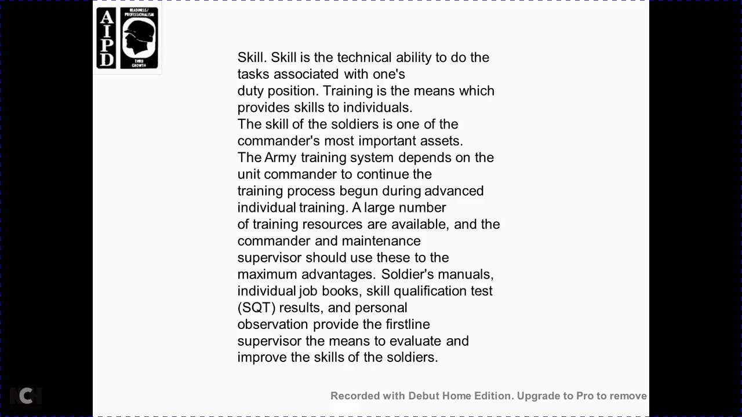Skills: the technical ability to do the task associated with the position. Training provides the means to develop individual skills.